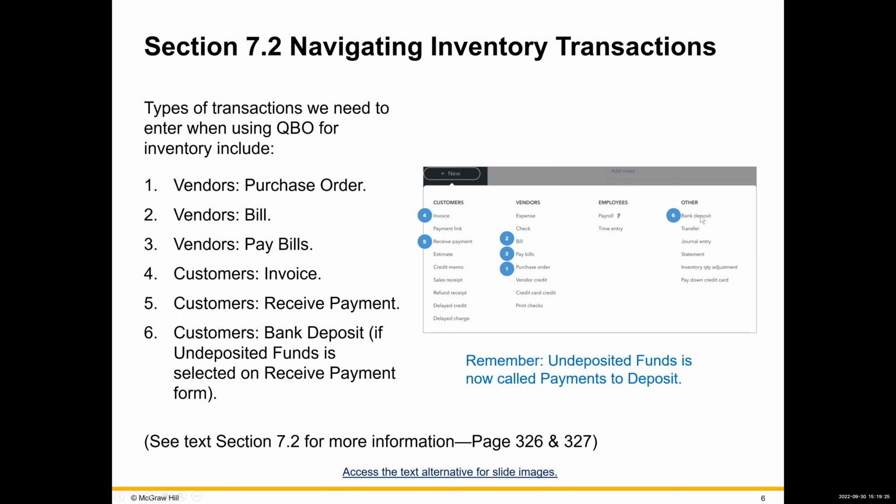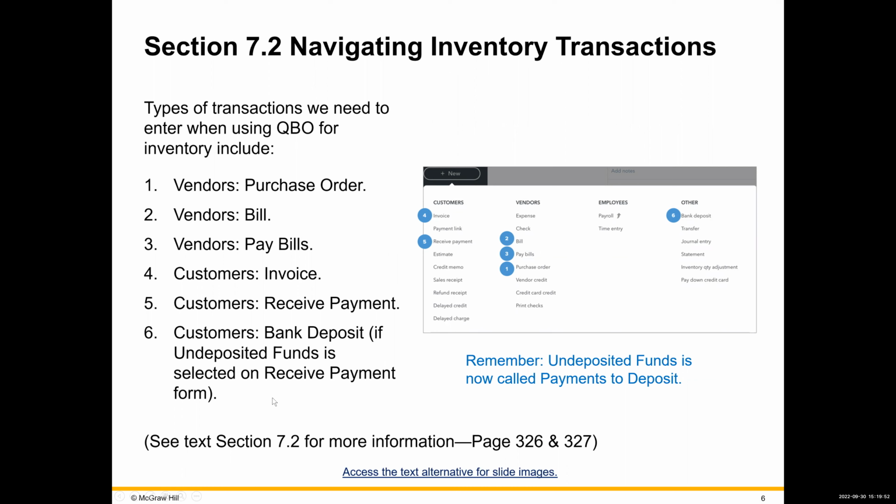Now, if you don't want to do that when you receive payments, you can say that it's going right into the checking account, and you don't even need a separate deposit. I think for ease of use in this chapter 7, that's how they do it. We're going to receive payment and put it directly into our checking account, and just forgo the undeposited funds thing.